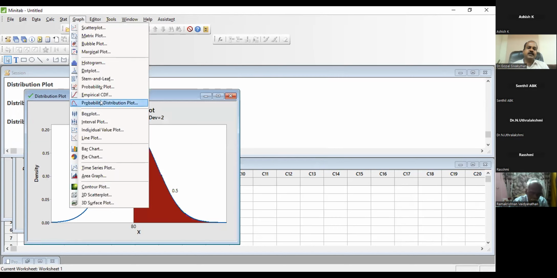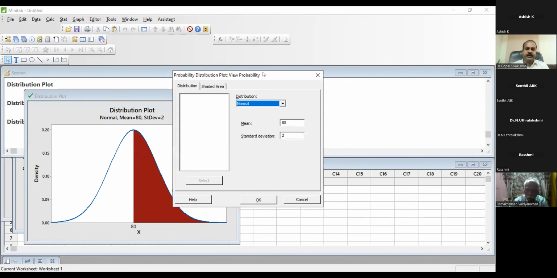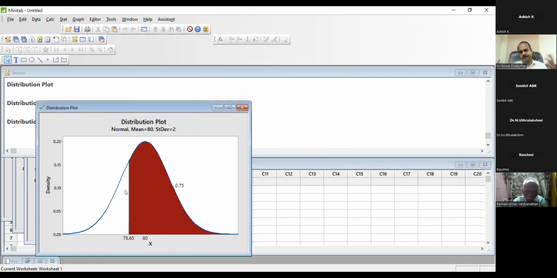And now I can find out Q1 also, right? So view probability, okay, and shaded area. Now I want Q1. 0.75, yeah. I will have the right tail only, no problem. But for Q1, I will now type 0.75 because I know for Q1, the right side area will be 0.75. So now you are able to see the Q1 value.